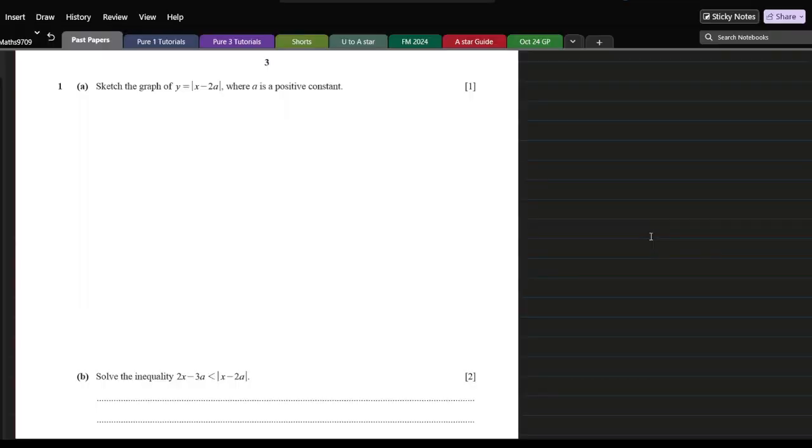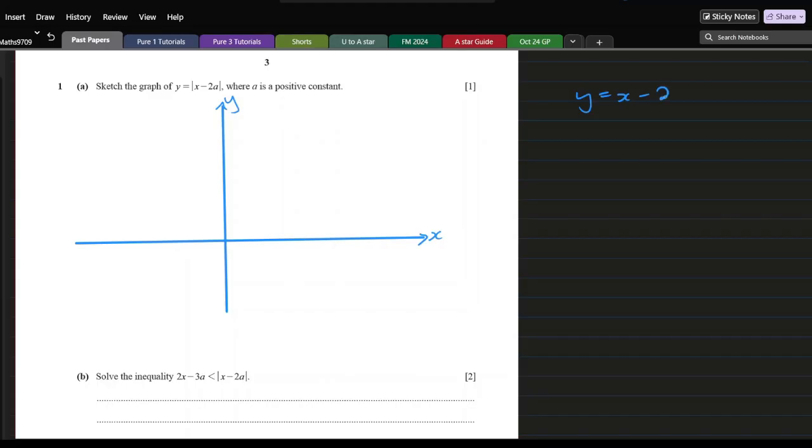Number 1, Part A. Sketch the graph of y equals modulus of x minus 2a, where a is a positive constant. Alright, so let's draw our Cartesian plane. So this here is our x-axis, this is our y-axis. To sketch the graph of our modulus function, let's start by sketching the graph of its linear function. So we want to get the graph of y equals x minus 2a.